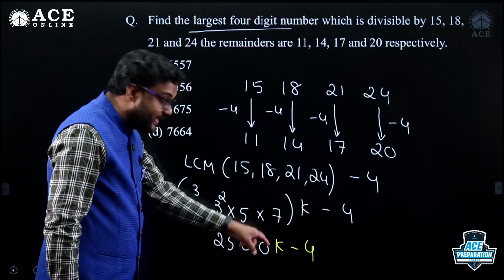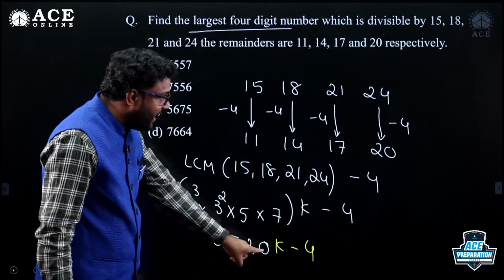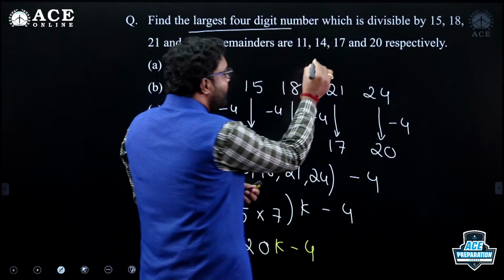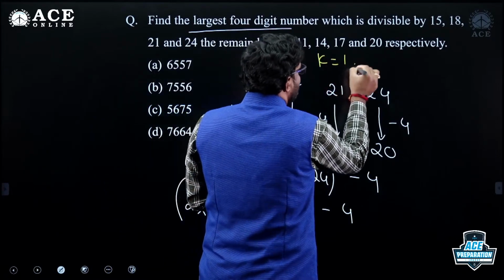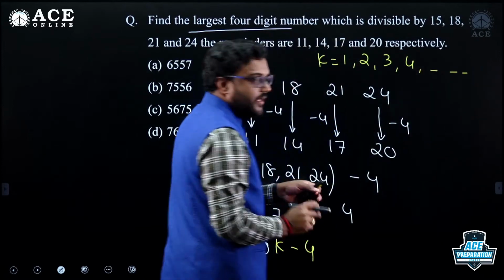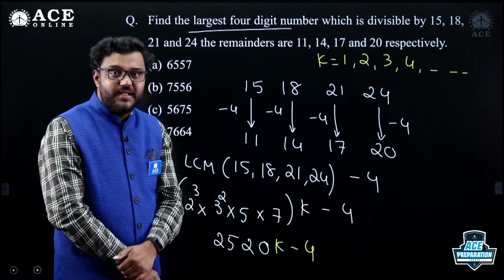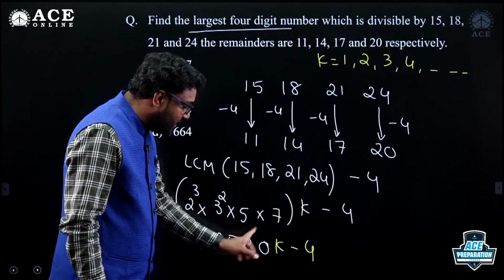K value 1 is the smallest. They are asking smallest 4-digit number means take k value 1. K is a variable here. Okay. You can take 1, 2, 3, 4 up to 1000, any value you can consider, but it depends on the question requirement. Largest 4-digit number I want, so k value 1 is smallest.